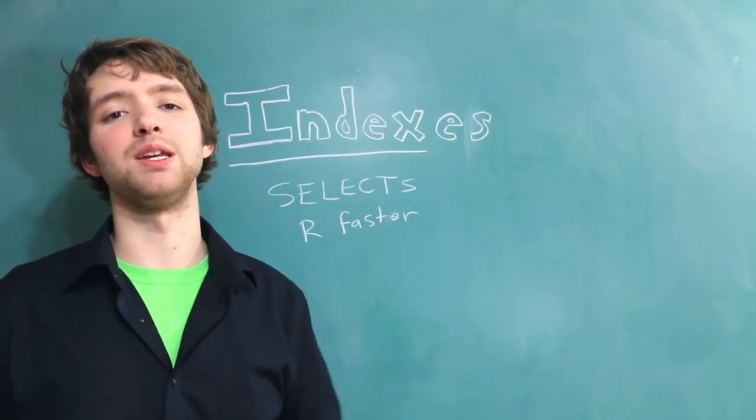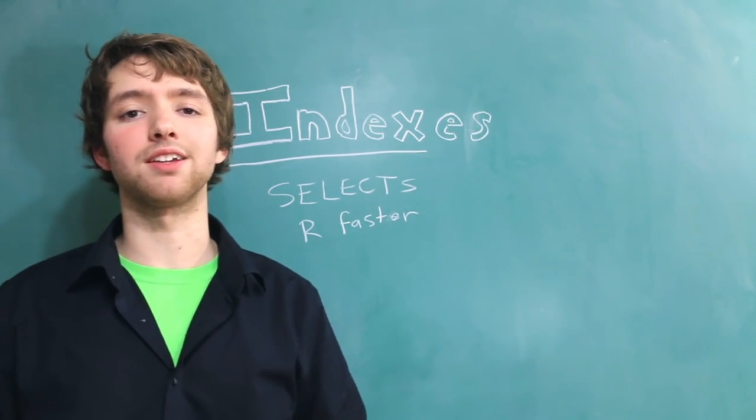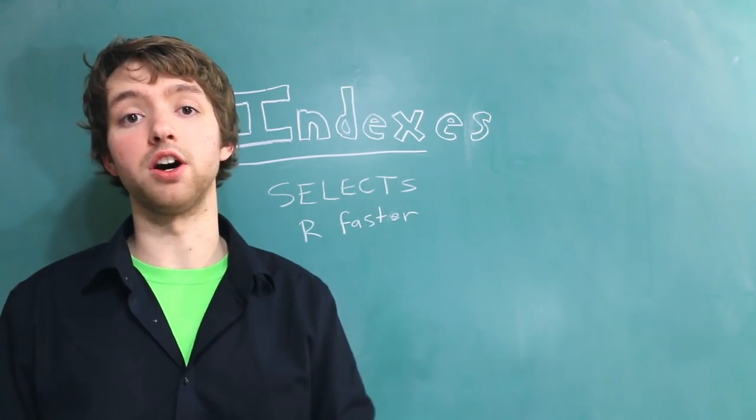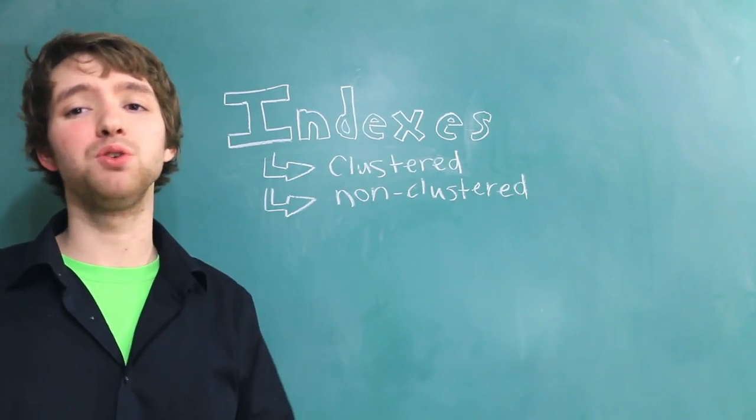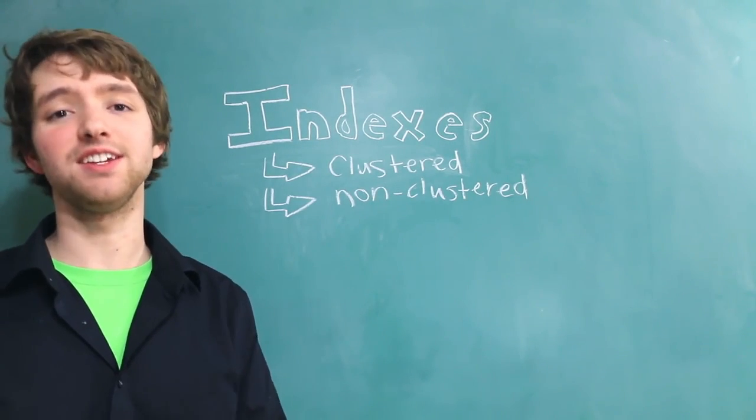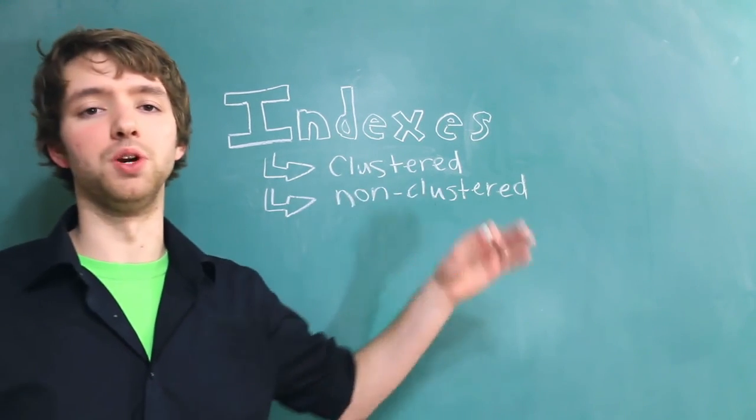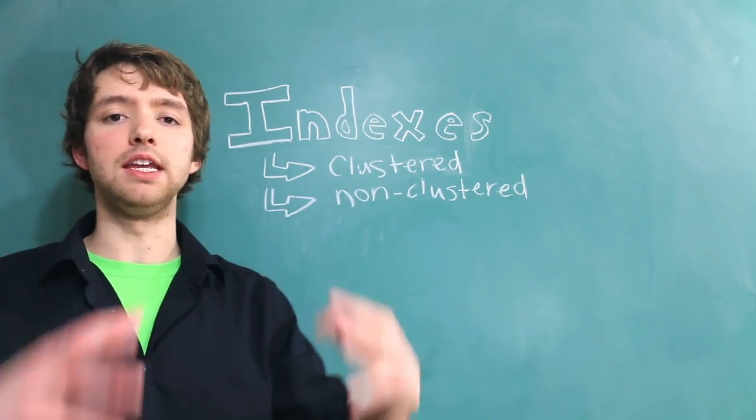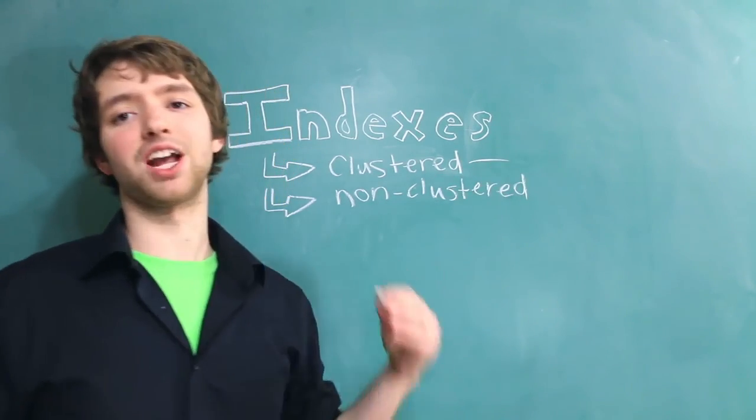Now there are two types of indexes when we are working with SQL Server, and those two index types are clustered and non-clustered. I'm going to give you a rough overview of what both of these are, that way you are prepared to make legit indexes on your database. The essential difference between these two is how the data in the index is structured. The first one we are going to talk about is clustered.